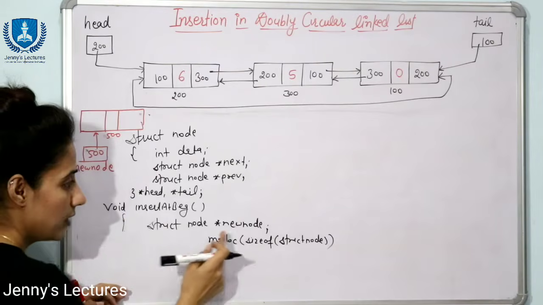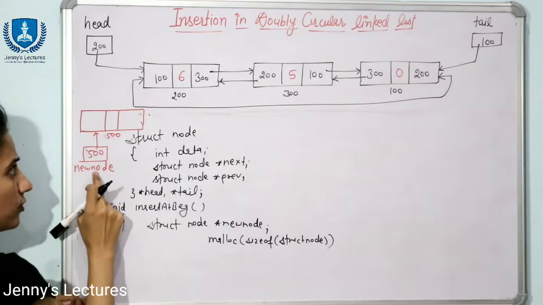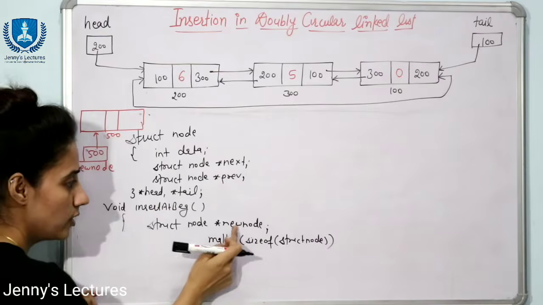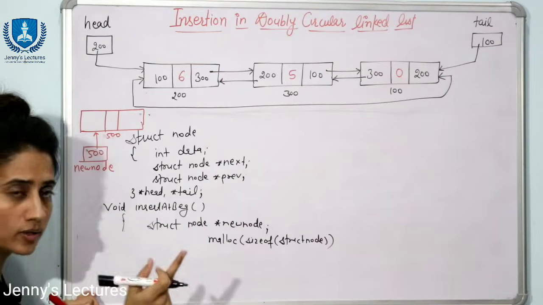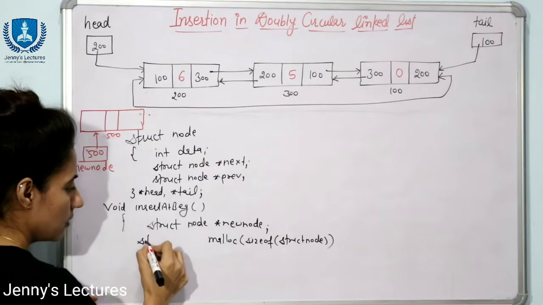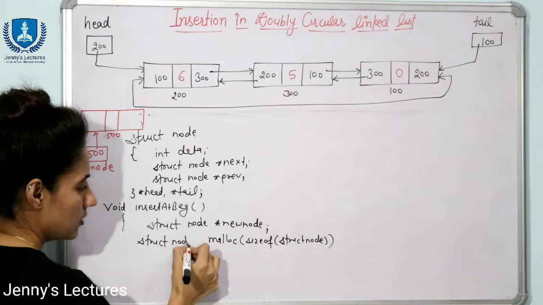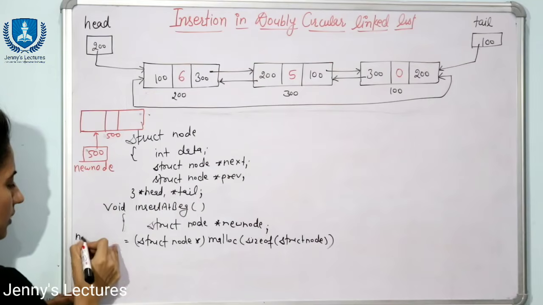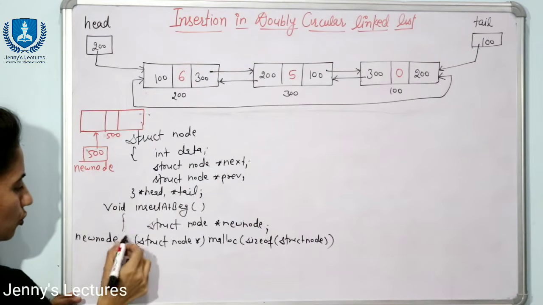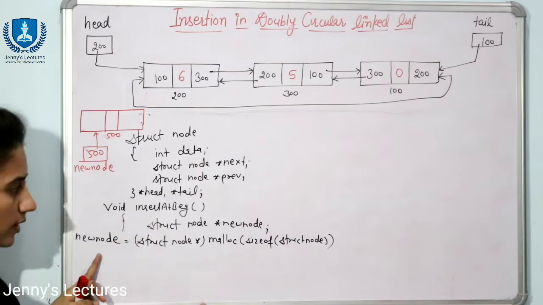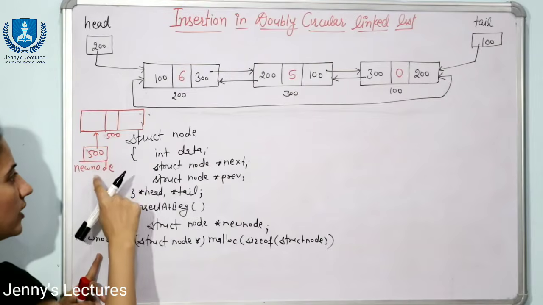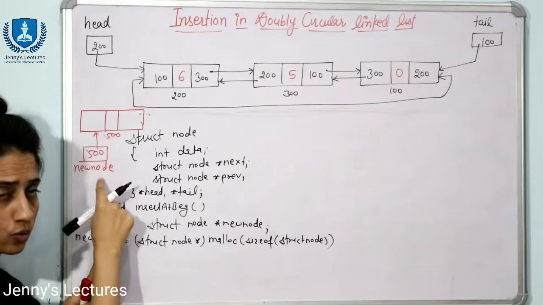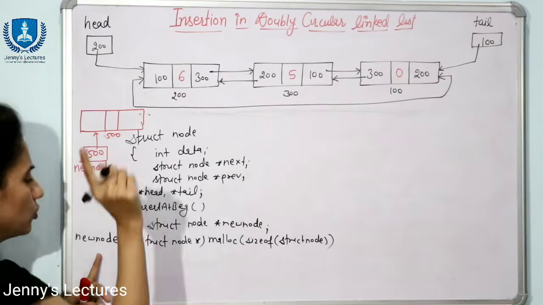Malloc returns a void pointer. And in this pointer we are going to store this address, but this pointer is a pointer to node. So you have to typecast this. The syntax is you write the data type followed by an asterisk, and this address we store in the new node pointer. So suppose the address is 500 and we have stored it in new node. Now the new node pointer is pointing to this node.